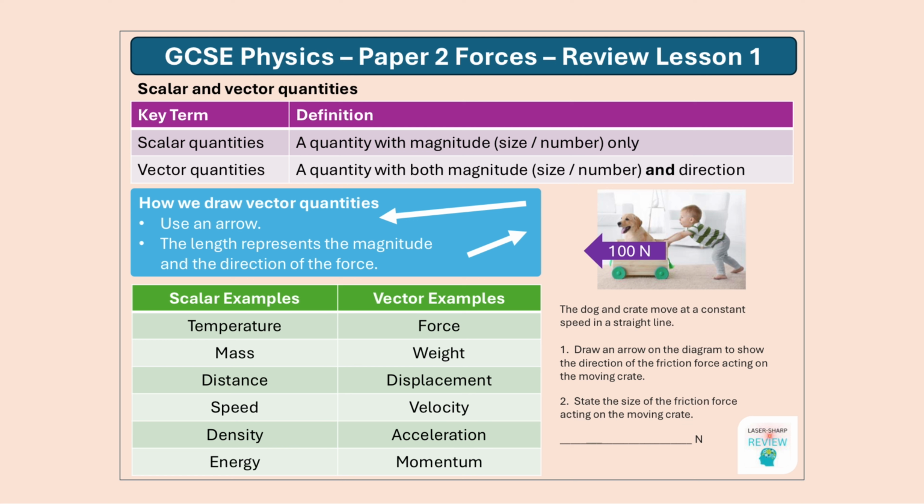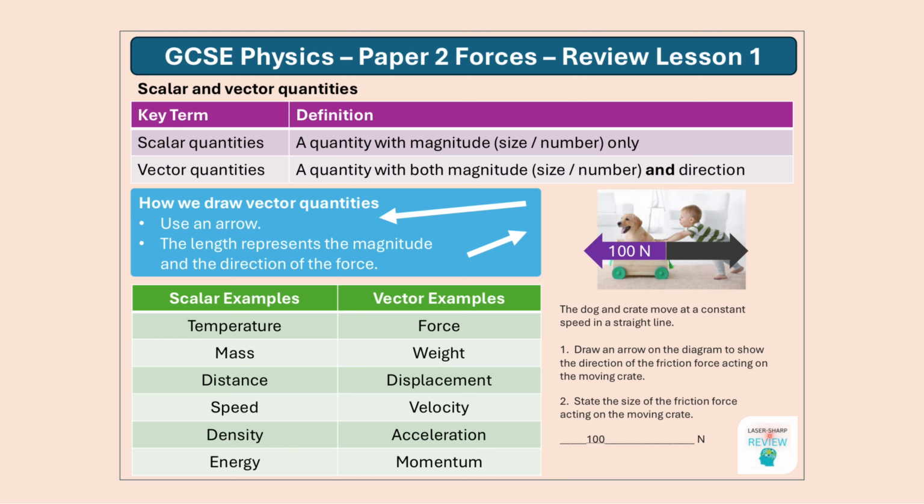If we now look at the question on the right hand side, so we've got a dog in a crate moving at constant speed in a straight line. So the child here is pushing with a force of 100 newtons. So question 1, draw an arrow on the diagram to show the direction of the frictional force acting on the moving crate. So forces act in pairs, the child is pushing forwards, so the friction is going to be pushing in the opposite direction, to the right.